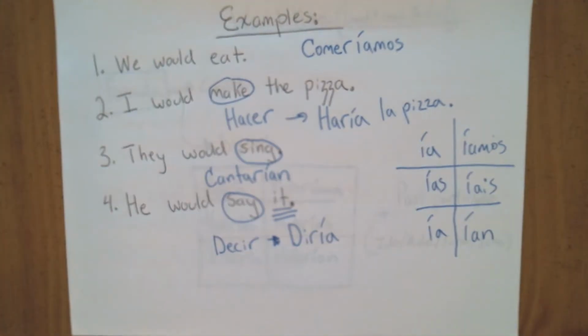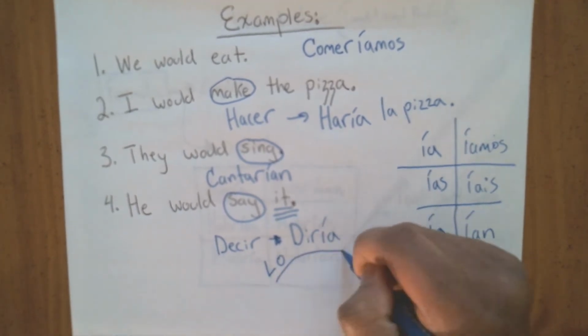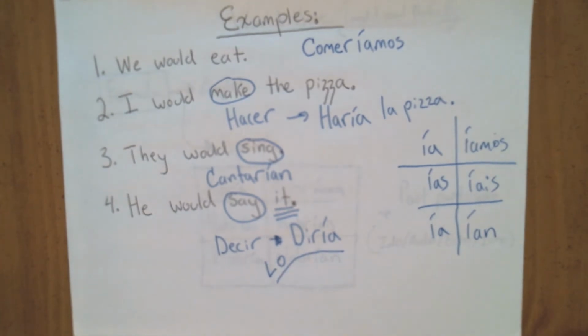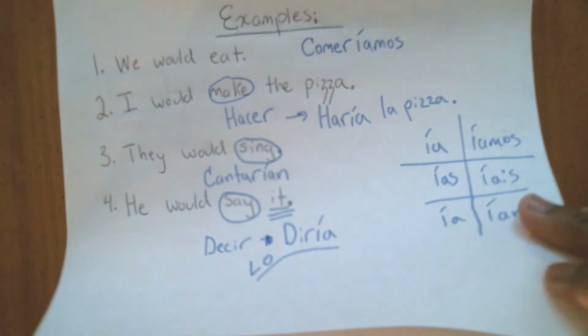But as you can see, we have this word it right here. The word it is known as the direct object in Spanish. And whenever you have a word like it or to them or anything like that, you put it in front of your conjugated verb. So this just becomes lo diría, okay? Meaning he would say it, lo diría. And now we are done with forming our would statement.